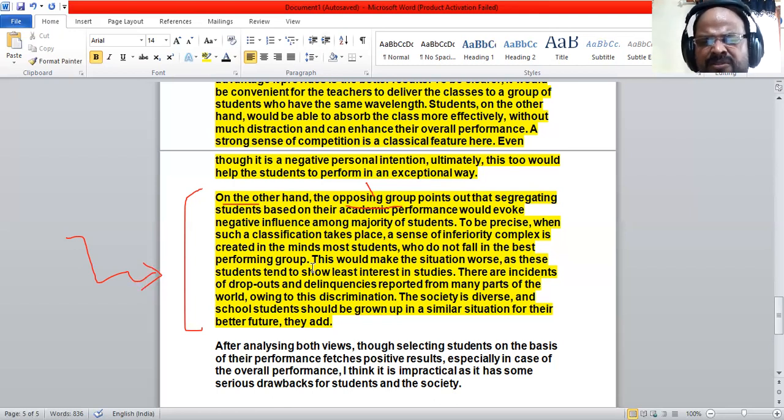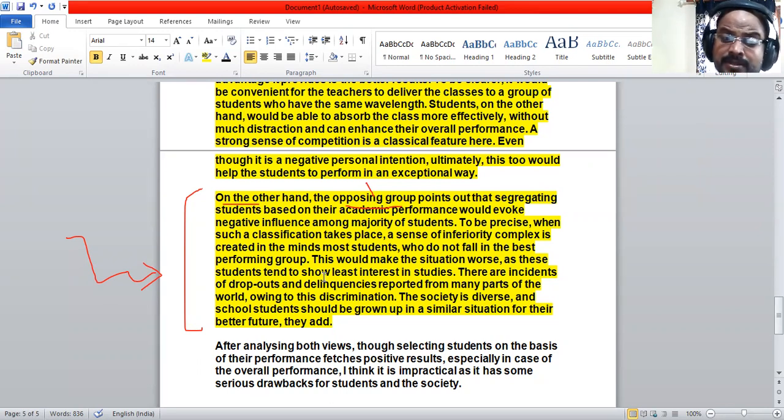And this would make the situation worse. What would make the situation worse? When you classify the students, they feel a sense of inferiority complex. There are incidents of dropouts and delinquencies. You have some serious problems like this. Dropouts, they stop the studies. They do have delinquencies. So these are the impacts of this.